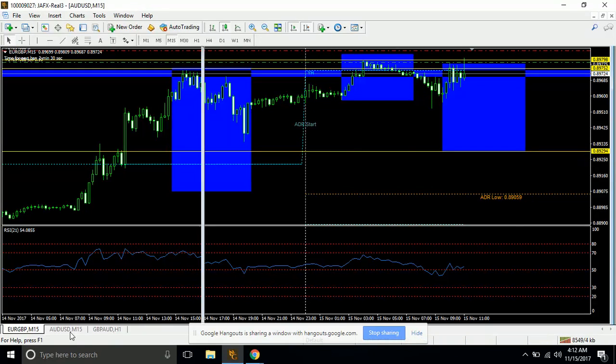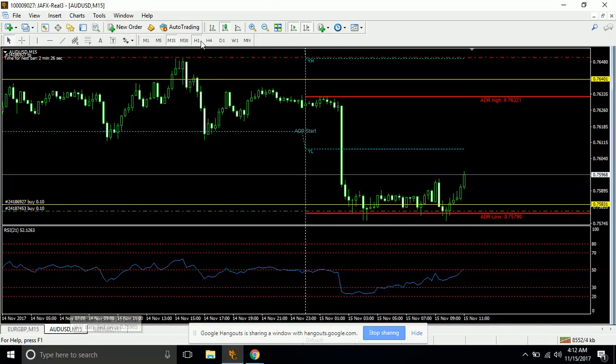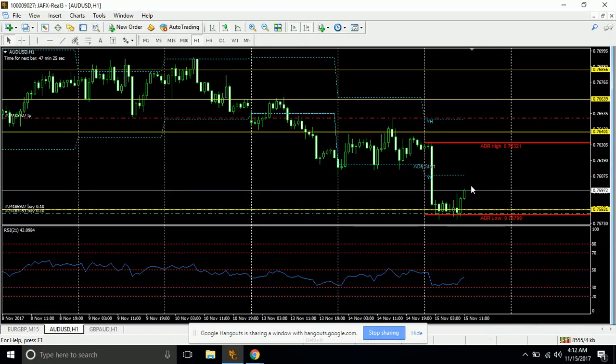Now the Aussie USD is already working for us. Started taking back up. If you look how far down below yesterday's high the Australian dollar already is.